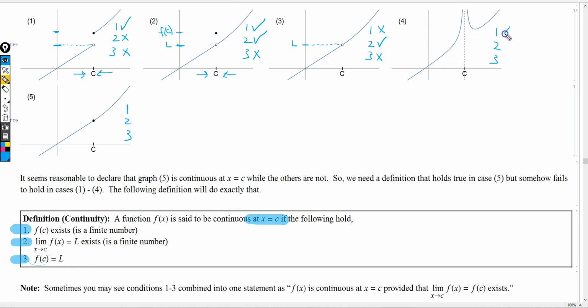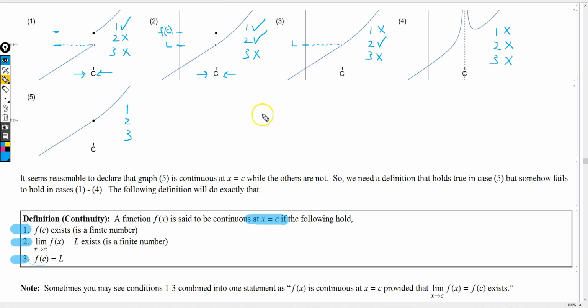Number 4 here, well, this is a pretty bad one. Number 1 is not satisfied. f of c is undefined. Number 2 is definitely not satisfied. This limit does not exist. The function is not approaching a single number. It is going up to infinity, but it's not approaching a single number that exists. And then number 3 can't be satisfied either.